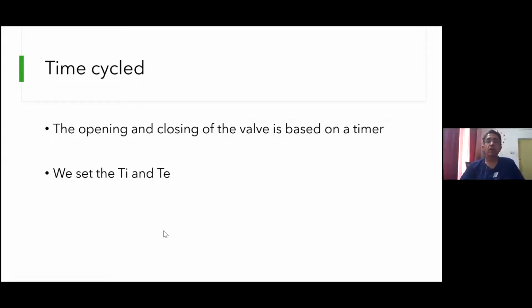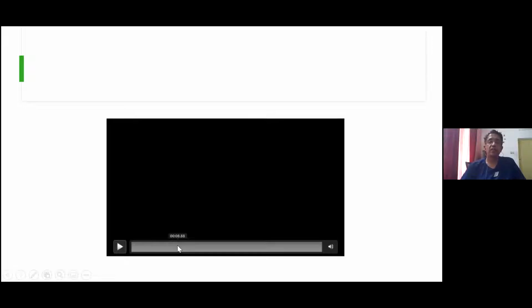The opening and closing of the valve, which we showed you, is based on a timer, and we set the inspiratory time and the expiratory time. So we'll see another video.